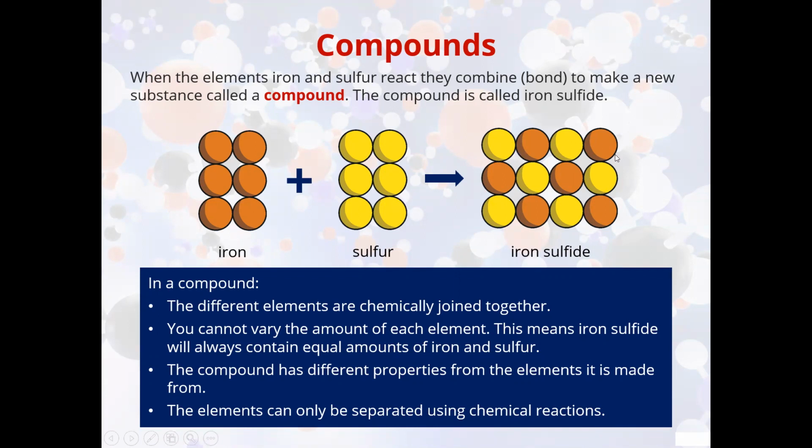Also, the compound, so iron sulfide, will have different properties from the elements that it's made up from. So it'll have different properties from iron and from sulfur. And the elements can only be separated using chemical reactions. So with a compound, it needed that heat to be able to form a compound. And now to separate it, you need chemical reactions. When you compare this to a mixture with the iron and sulfur, you were able to use a magnet to separate the iron from the sulfur. But now you need a chemical reaction when it comes to a compound.